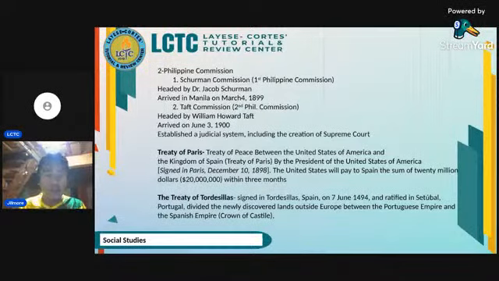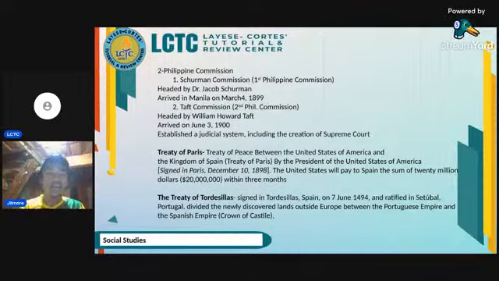Take note, one thing that we should remember during the Taft Commission is that it established a judicial system in the Philippines. The Treaty of Paris was a treaty of peace between the US and the Kingdom of Spain. The President of the United States of America signed in Paris December 10, 1898. The United States will pay to Spain the sum of $20 million within 3 months.